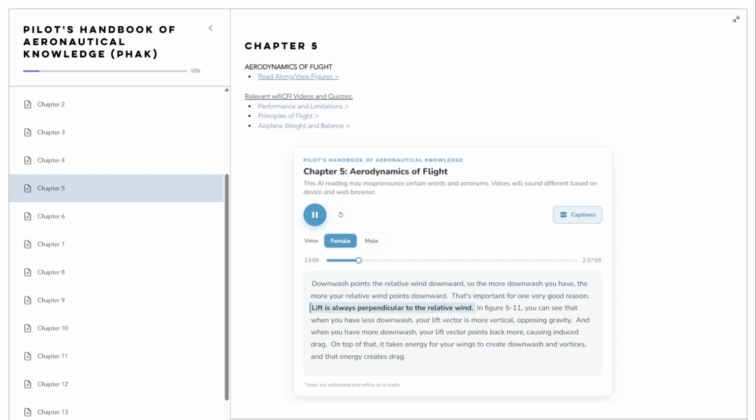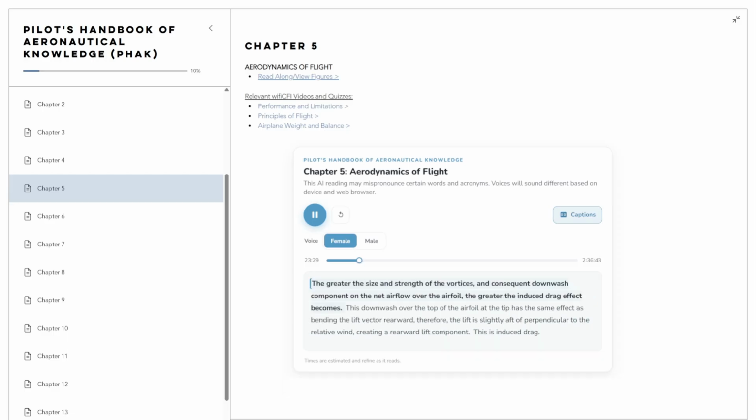Lift is always perpendicular to the relative wind. In figure 5-11, you can see that when you have less downwash, your lift vector is more vertical, opposing gravity. And when you have more downwash, your lift vector points back more, causing induced drag. On top of that, it takes energy for your wings to create downwash and vortices, and that energy creates drag. The greater the size and strength of the vortices, and consequent downwash component on the net airflow over the airfoil, the greater the induced drag effect becomes.